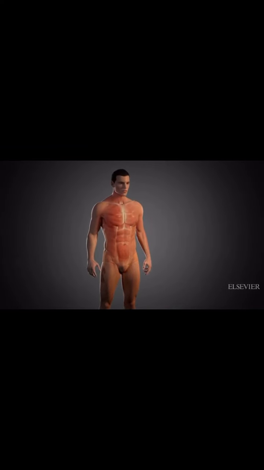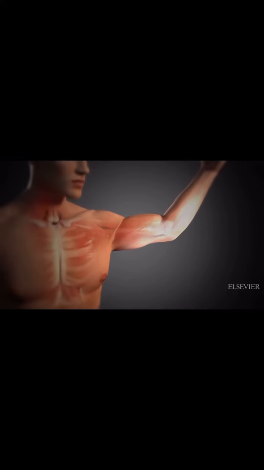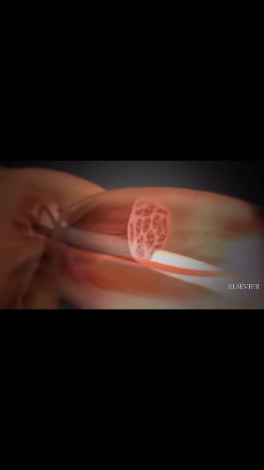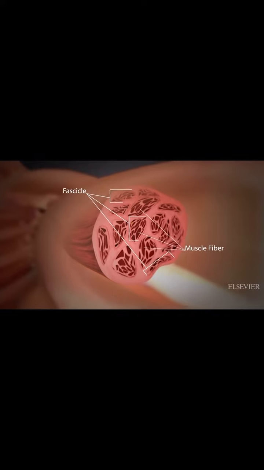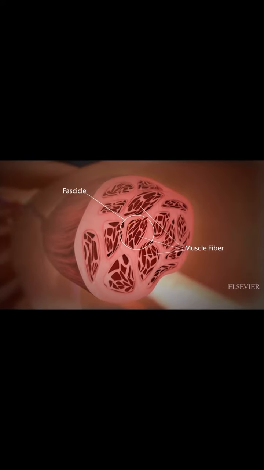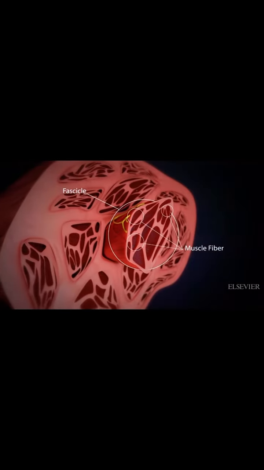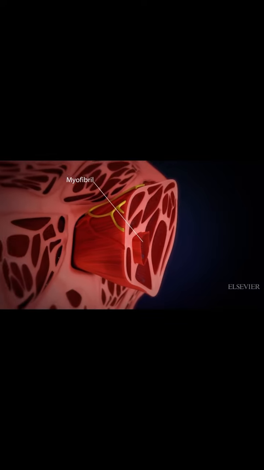A skeletal muscle consists of muscle fibers. Each muscle fiber, or muscle cell, extends the length of the entire muscle. 10 to 100 muscle fibers are bundled together by connective tissue into fascicles. Myofibrils are present inside each muscle fiber.